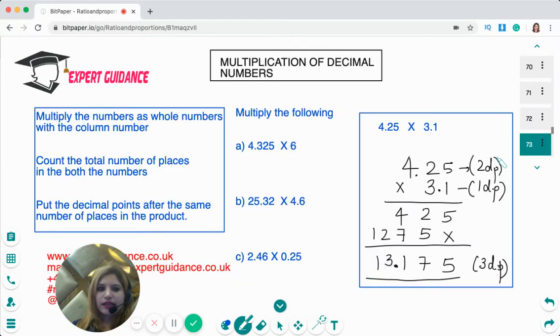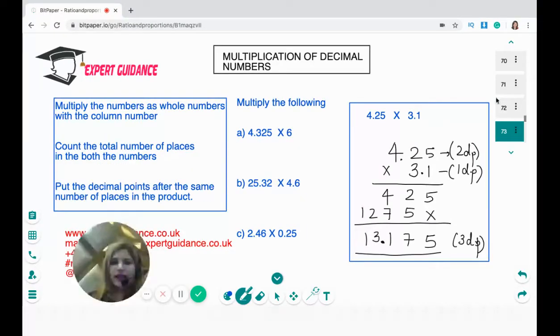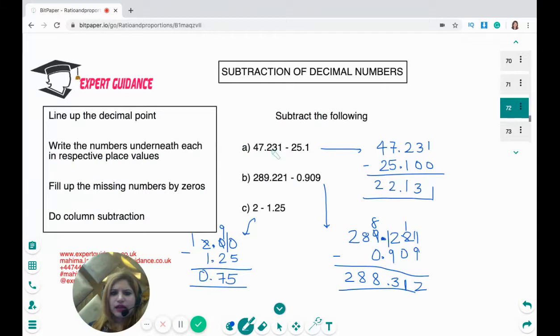Okay, so let's look at the answers. So now we have the answers for this one. So 47.231 take away 25.1. We'll add the zeros and start subtracting from the end. So 1 take away 0 is 1, 3, 1, 2, 2. So the answer is 22.131.